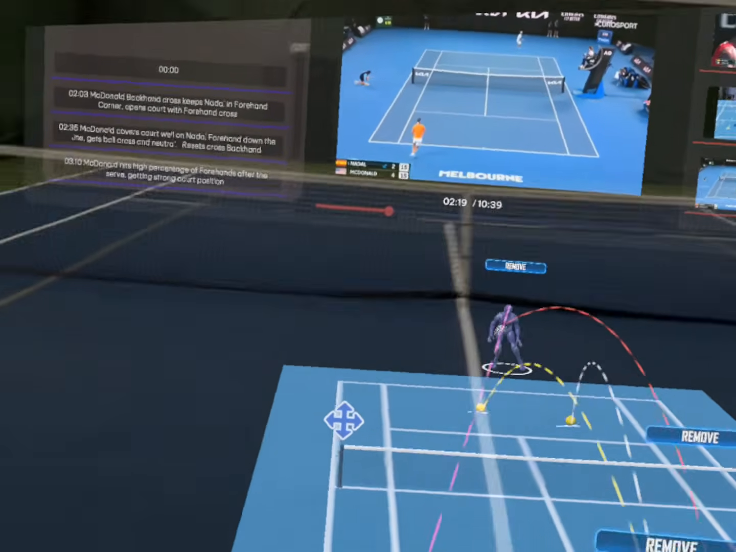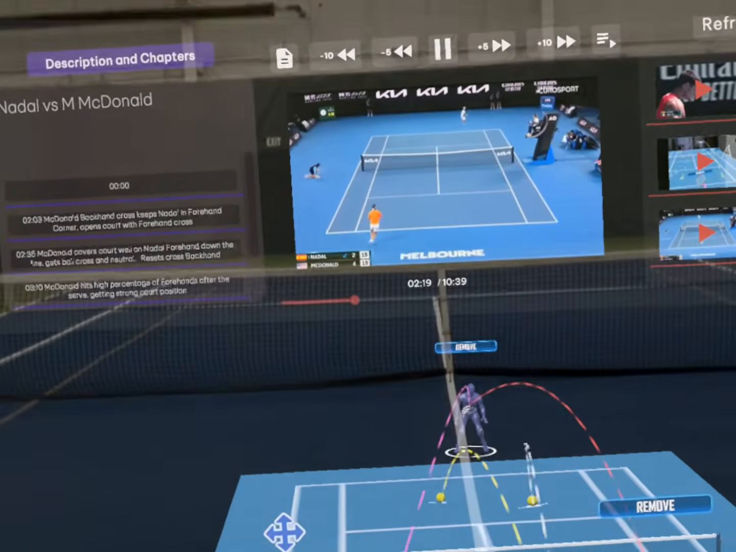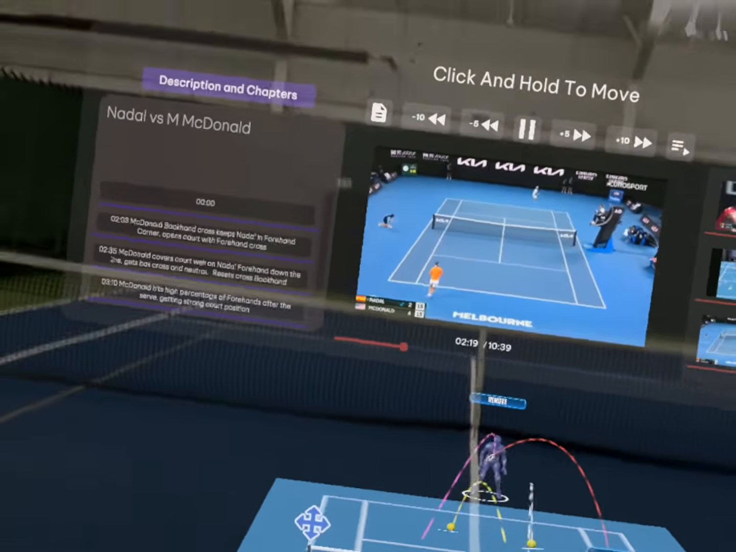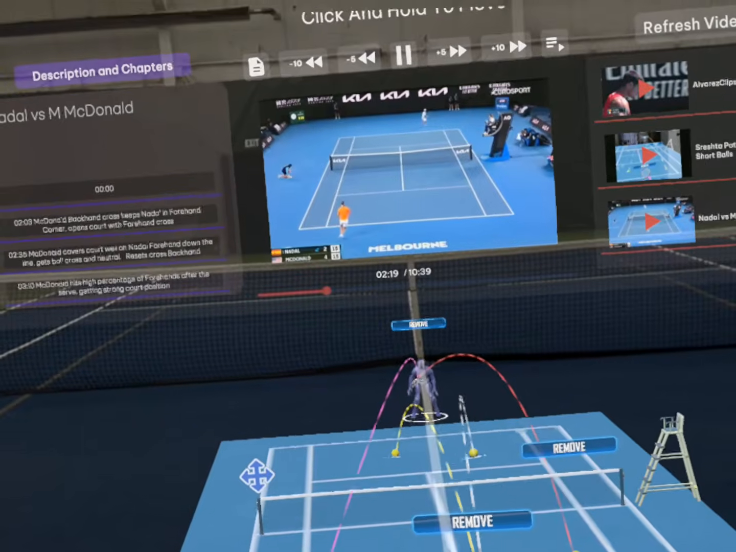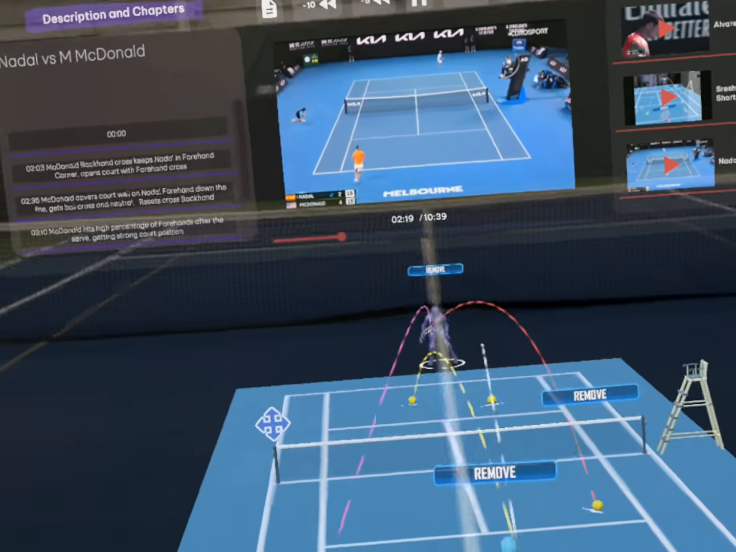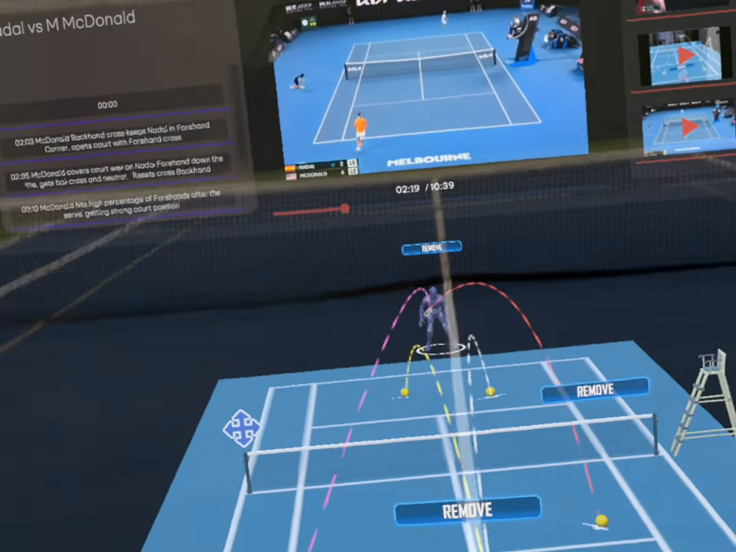We're going to talk about the second round between McDonald and Nadal. We're going to utilize the Air Tennis app to discuss strategies that McDonald has used successfully against Nadal to help book his reservation into the third round.